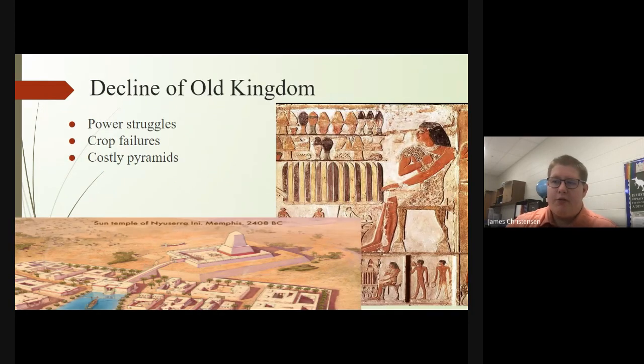So, the decline of the Old Kingdom. Eventually most things fade, that's normal, due to power struggles, crop failures, and the overall cost of the pyramids. They were quite expensive to construct, and they were primarily built with slave labor. The pyramids were quite a feat of engineering and construction at the time, especially when you consider they had to pull each one of those giant blocks up a ramp just to get it to where it went.